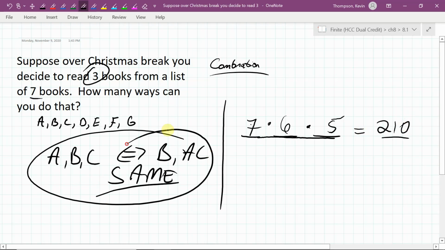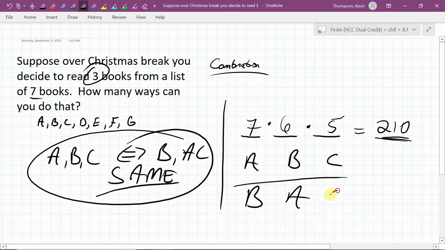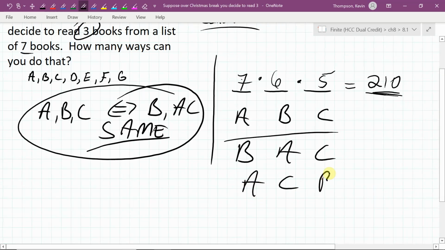Because we counted these 2 differently over here. You with me? If I say I had 7 options here, couldn't the first option have been A, the second option B, and the third option C? Didn't I count that in this group of 210? But didn't I actually also count BAC? And ACB? And CBA? Do you see all the duplicates?